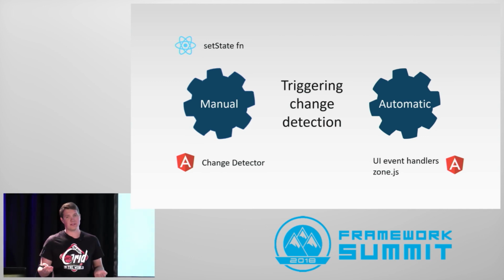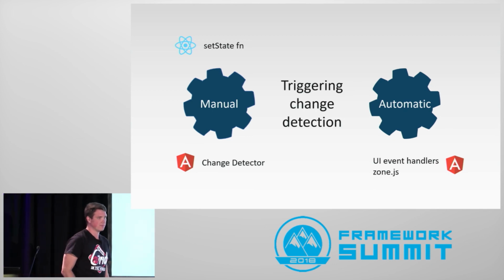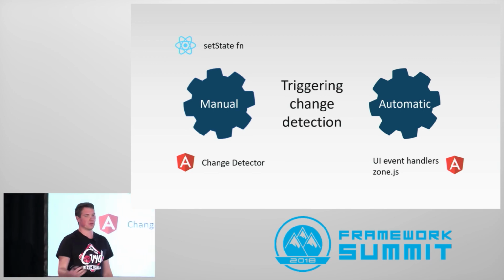So there's a possibility that the state changed as a result of the event. So we need to run change detection and figure out what changed and whether we need to update the DOM or not. Okay?